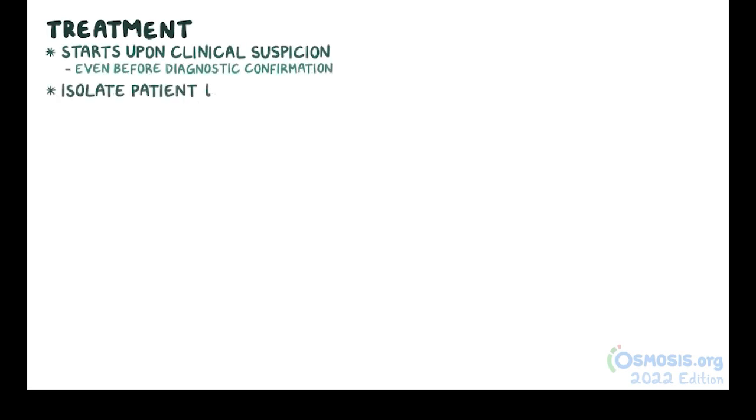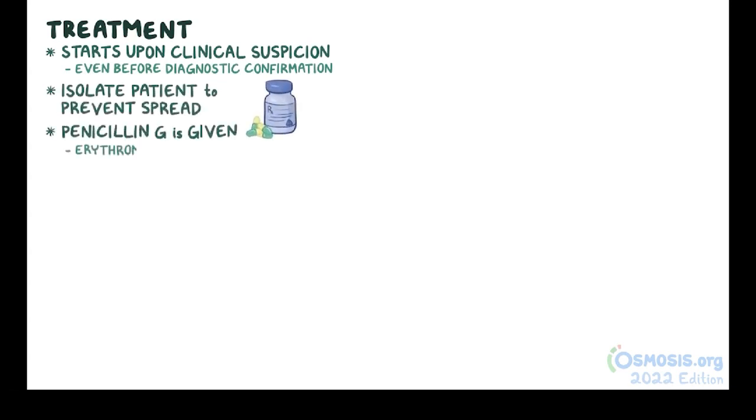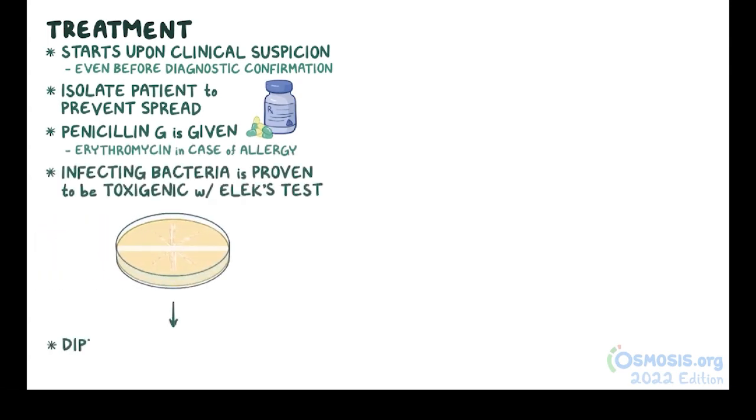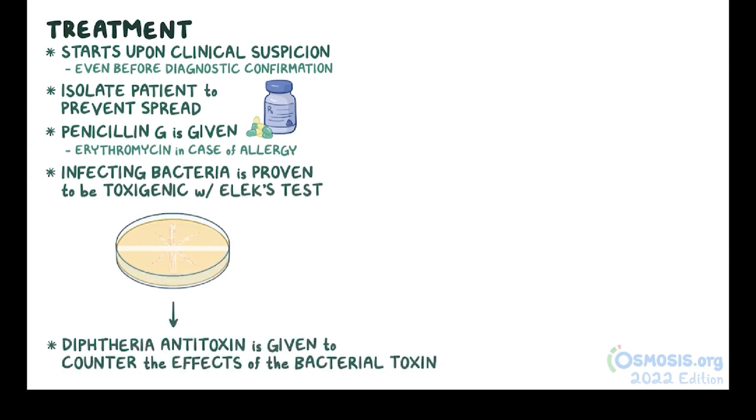The treatment for diphtheria starts right upon clinical suspicion, even before diagnostic confirmation. It starts with isolating the patient to prevent further spread, and then penicillin G is given, or erythromycin in case of allergy. Then, if the infected bacteria is proven to be toxigenic with Elek test, diphtheria antitoxin is given to counter the effects of the bacterial toxin.